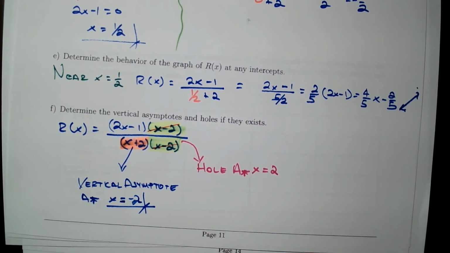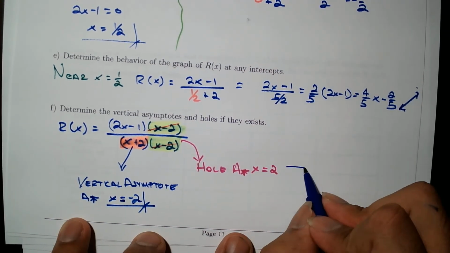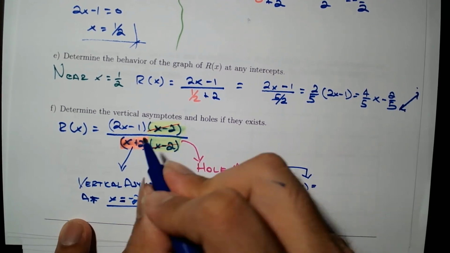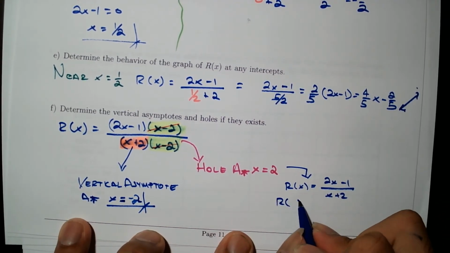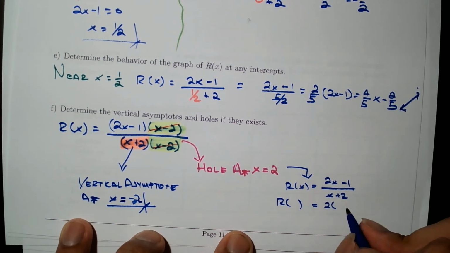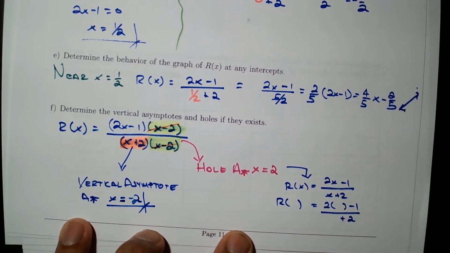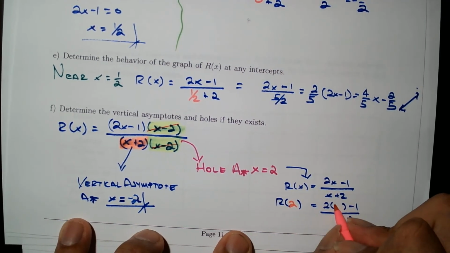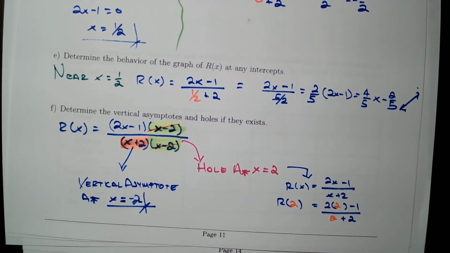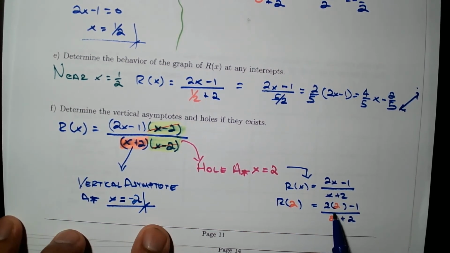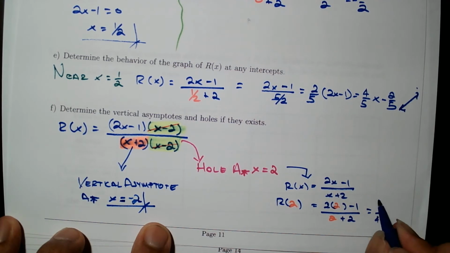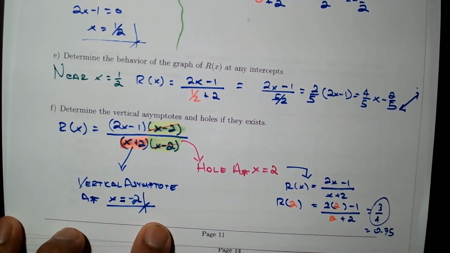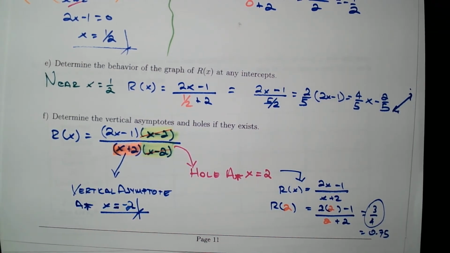Okay, so I need to find the y value of the hole. r of x equals 2x minus 1 over x plus 2. So let's evaluate that at 2. What are we going to get here? So 2 times 2, which is 4, minus 1, that's a 3. And 2 plus 2, which is 4. 3/4, which is 0.75. Okay, we're going to need that in decimal. Alright, let's move on to the next part of this.